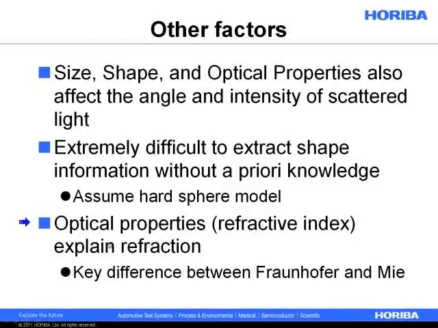Optical properties, as I said just a second ago, basically means refractive index, and it helps explain refraction. This is also the key difference between the Fraunhofer approximation and the Mie scattering theory. This is why Fraunhofer sort of runs out of steam around 20 microns, and Mie can be carried through into the nanometer regime.